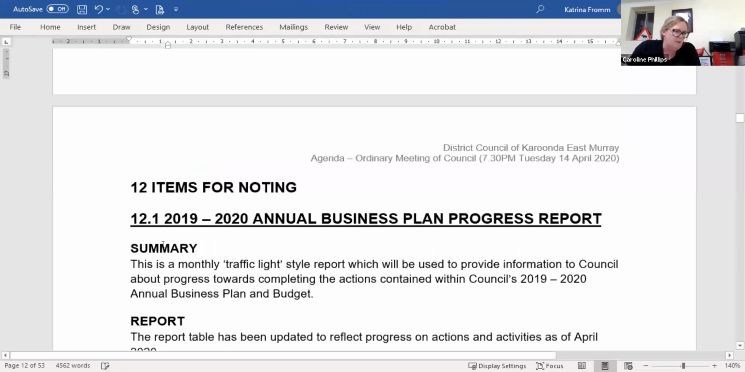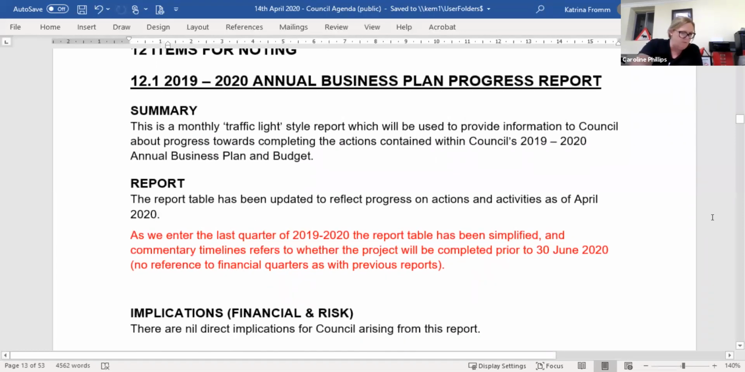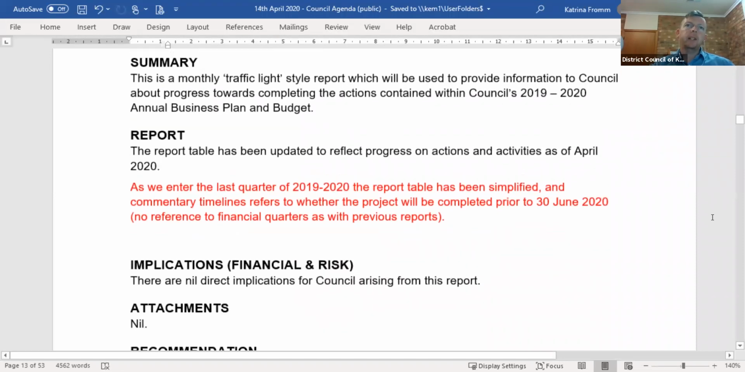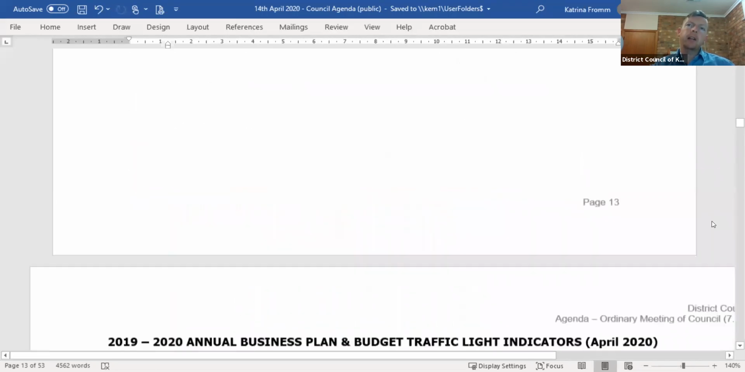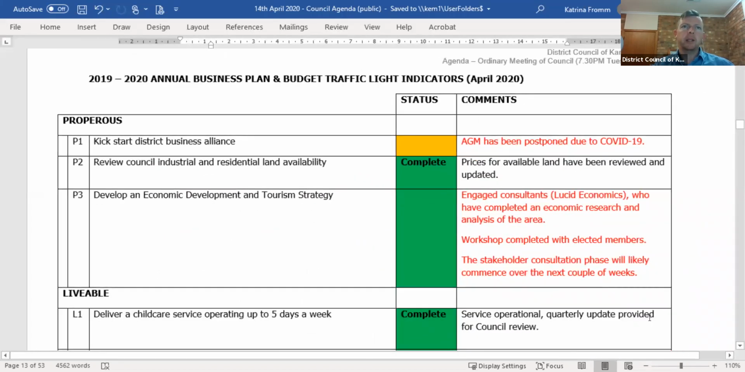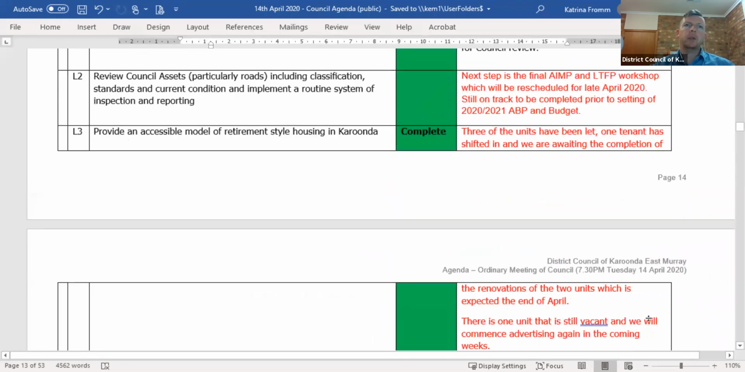Moving on to 12, items for noting, the annual business plan progress report. Matthew, would you like to speak to anything here? Just to note that as we've entered the last quarter, the reporting has changed slightly. So we've removed the columns for quarter 1 through to quarter 4, and we're simply now referring to whether or not the projects are expected to be completed by the 30th of June or not. Other than that, we've highlighted any of the key updates in there in red text, just to make that easy for the elected members to see. Other than going through the whole report, we'll probably just ask if there are any questions on any particular items.